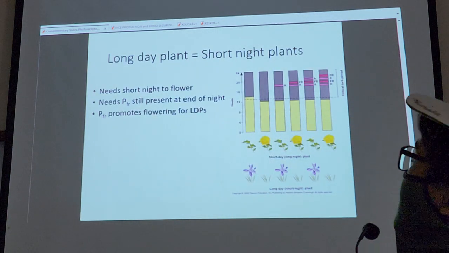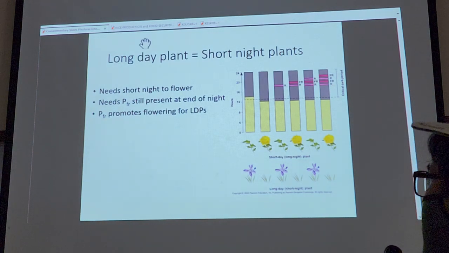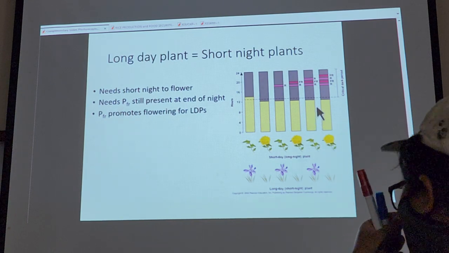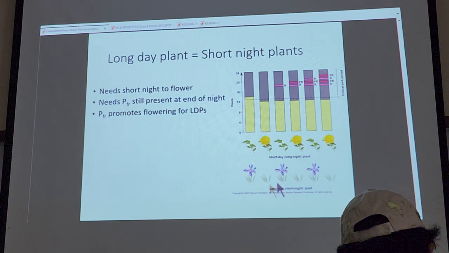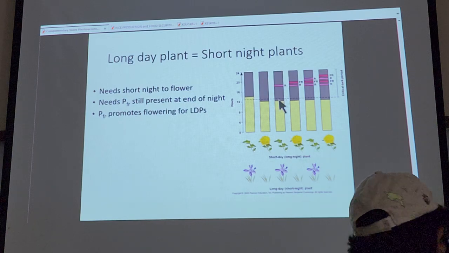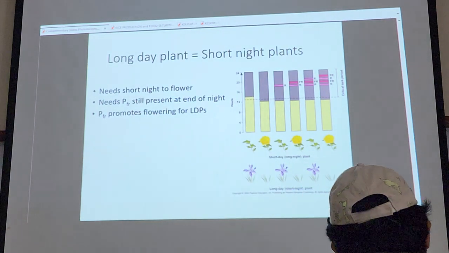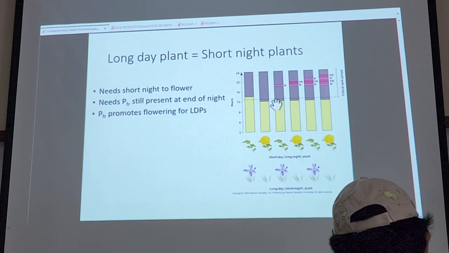So this is how plants perceive the long day and the short day. It's the condition of cumulatively how much light it receives. Look at this, the bottom plant here, the long day plant. 12 hours is the critical dark period whether the plant decides to flower or not. Continuous more than 12 hours is going to flower. Less than 12 hours is not going to flower.